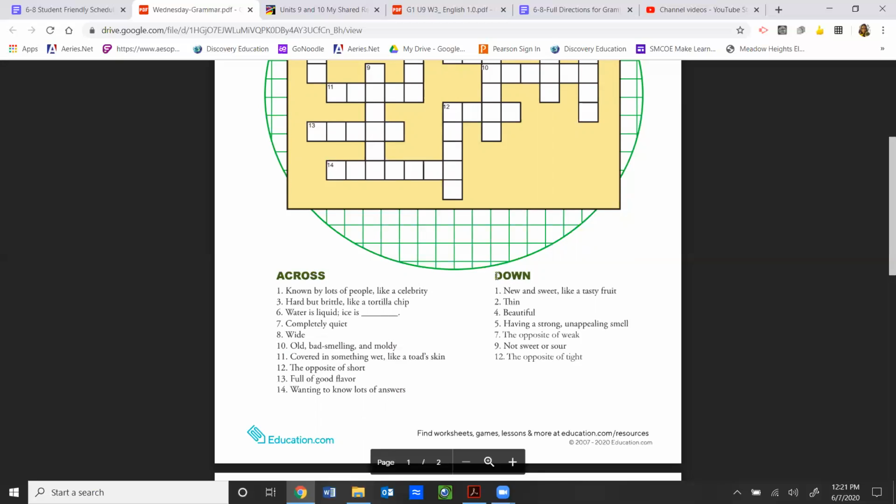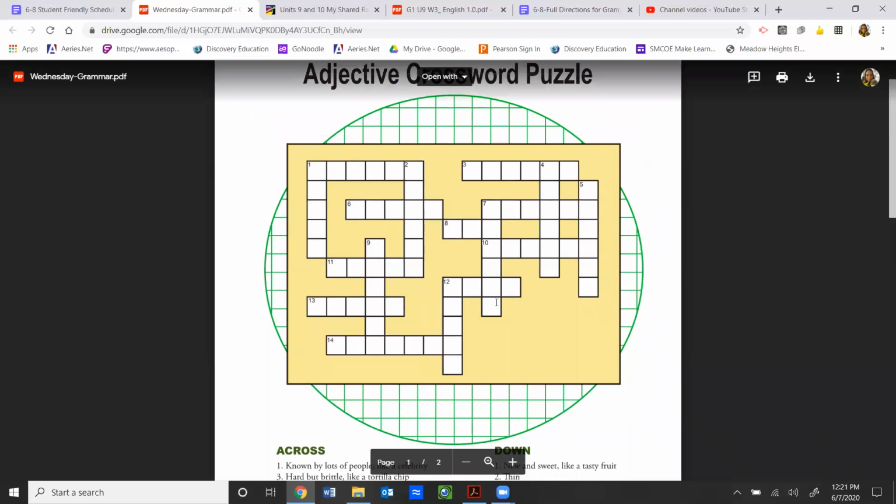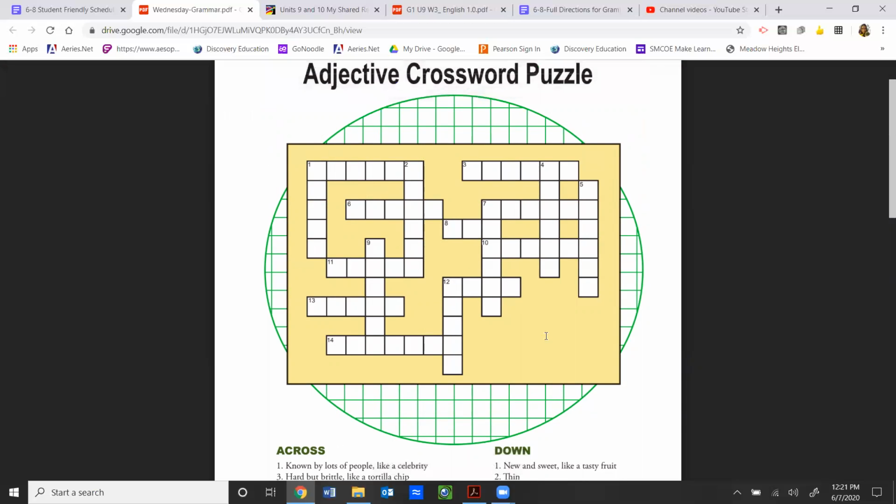Okay, now here are the ones for down. 1, new and sweet like a tasty fruit. 2, thin. 4, beautiful. 5, having a strong, unappealing smell. 7, the opposite of weak. 9, not sweet or sour. 12, the opposite of tight. This might be fun to do with a family member. And again, if you don't get all of it, it's okay. This is a challenging one.